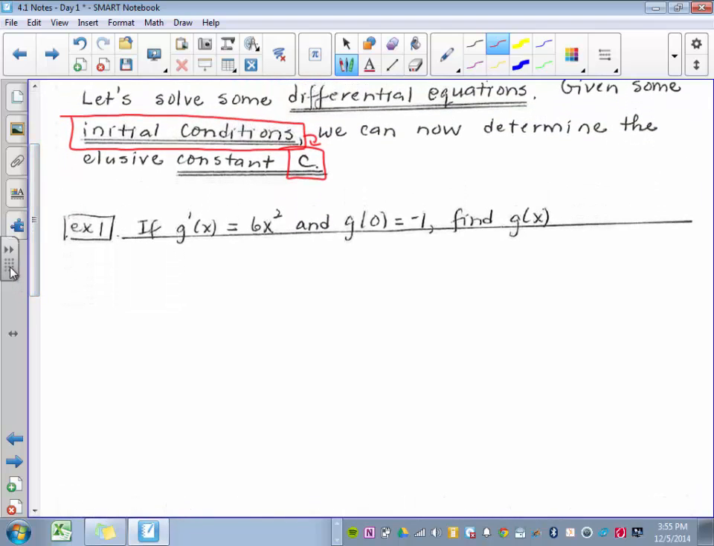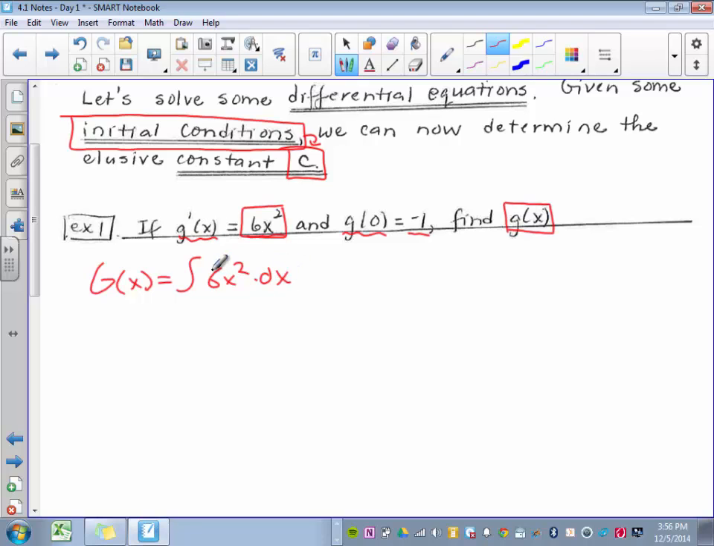So let's say we know that g prime of x is equal to 6x squared, and we know that g of 0 is equal to negative 1. We want to find what g of x is. Okay, so the first thing we need to do is take the antiderivative of this right here. G of x we know is equal to the integral of g prime of x times dx. So we got 6x squared times dx.